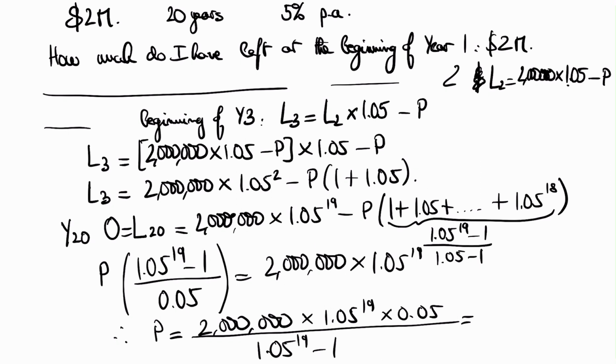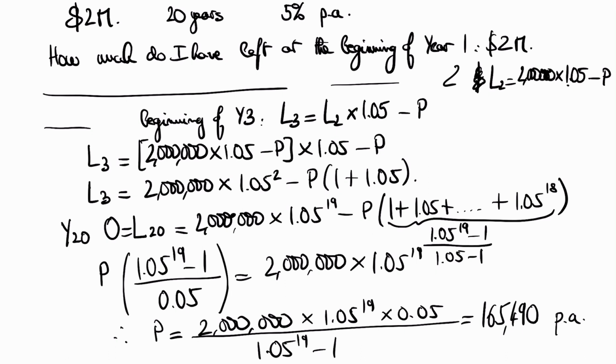Which is equal to, well, so therefore I can pay myself 165,490 per year. There you go, that's the payment that I can make.